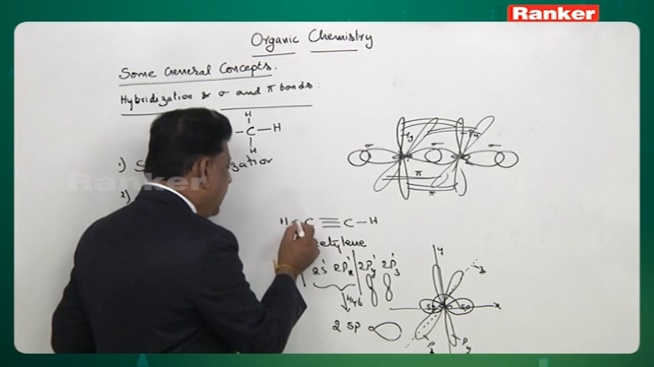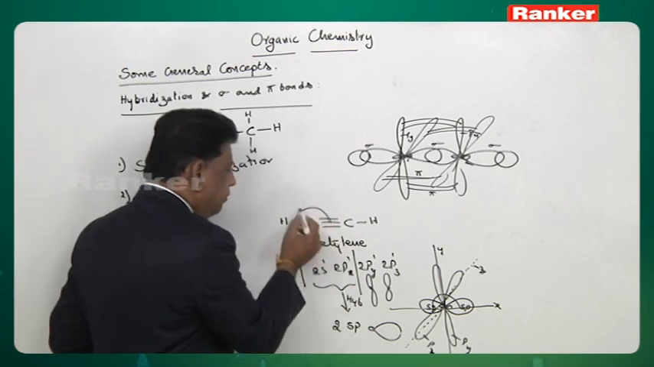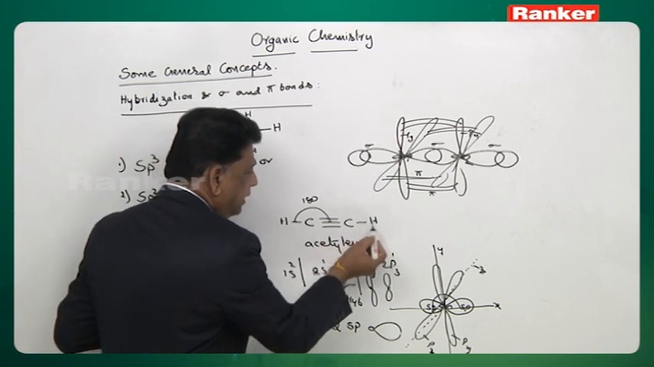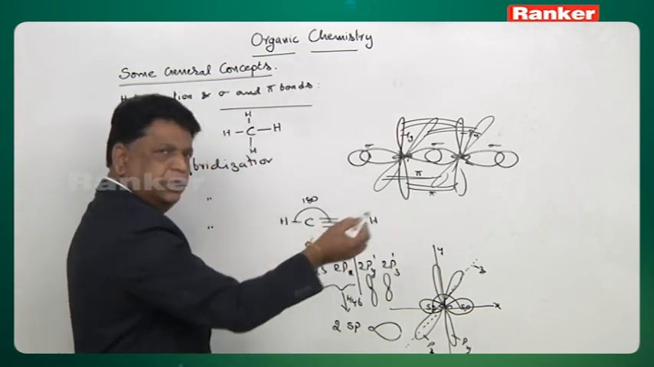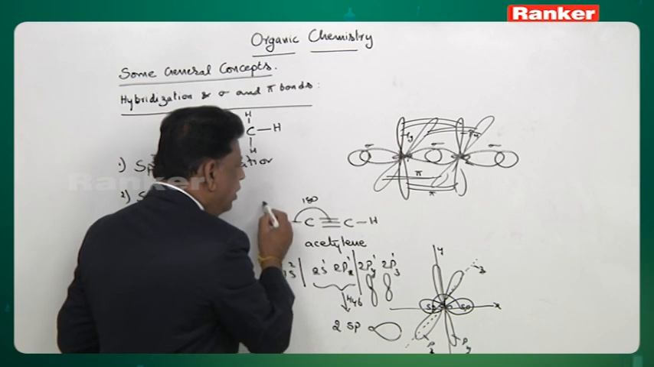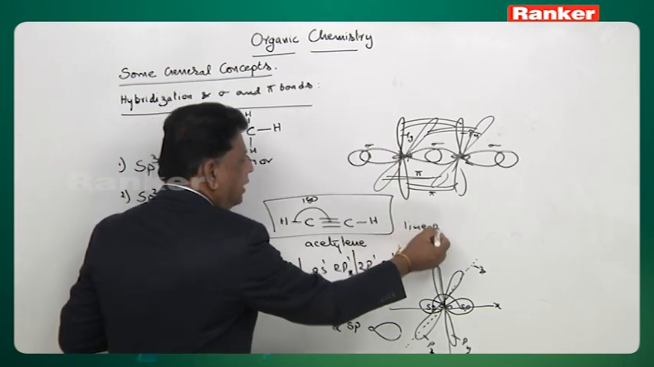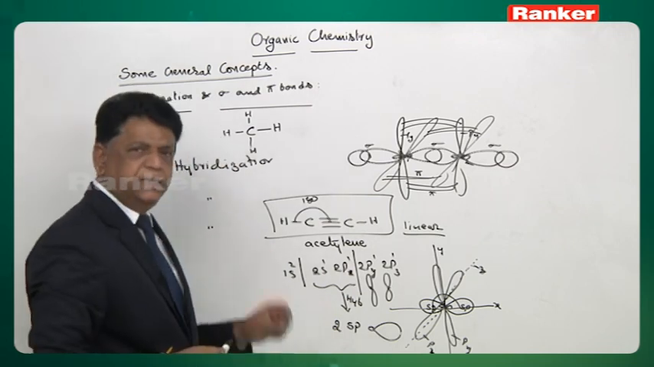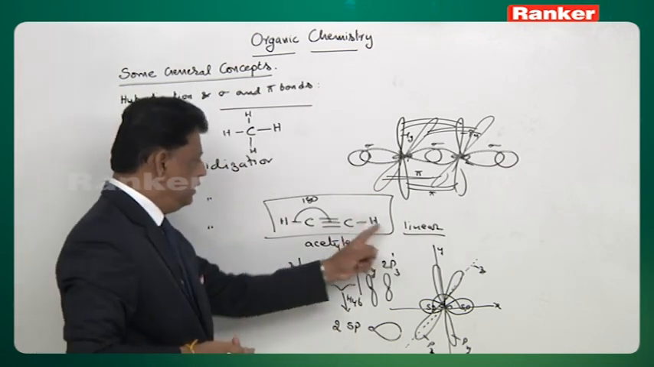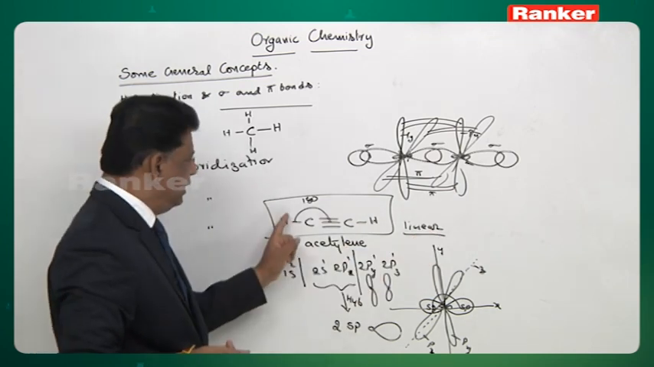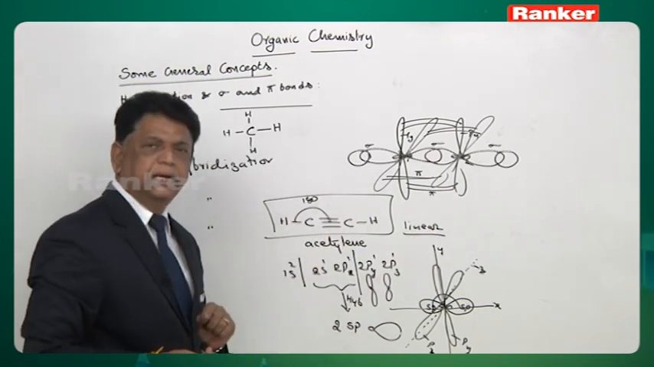Now, the bond angle between the bond and bond is 180 degrees. This hydrogen, carbon, hydrogen all comes into a line. So, the shape of the molecule is described as a line or linear model. Okay? The shape of the acetylene is linear. Two hydrogens and two carbons come into a single line, making the 180 bond angles.